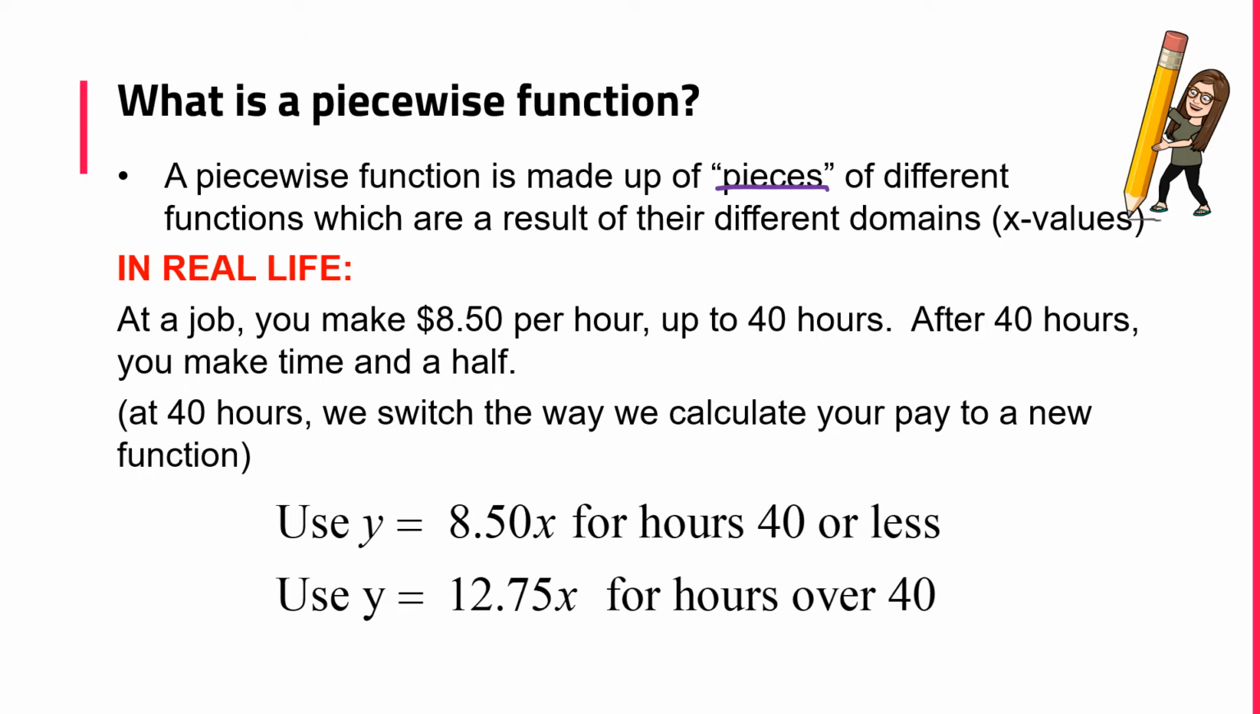So let's apply this idea to real life. Let's say we're at a job, and we make $8.50 an hour for up to 40 hours. But after 40 hours, I make time and a half. Therefore, at 40 hours, my graph would change its slope.